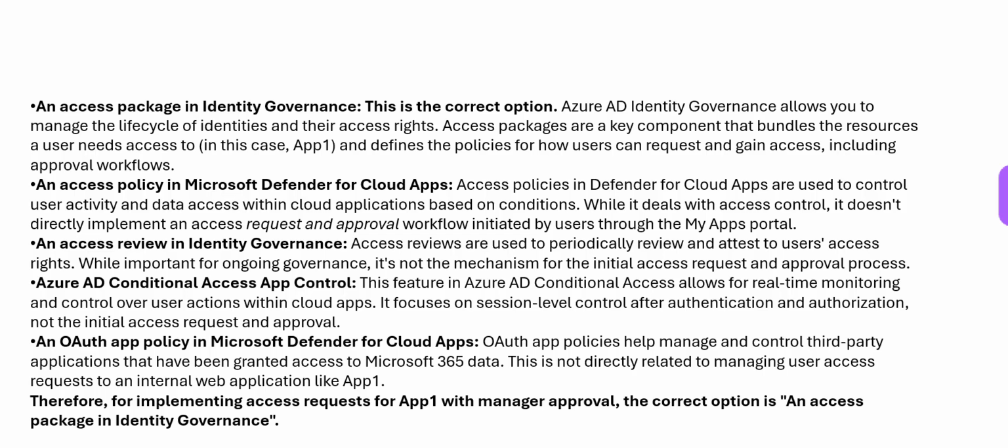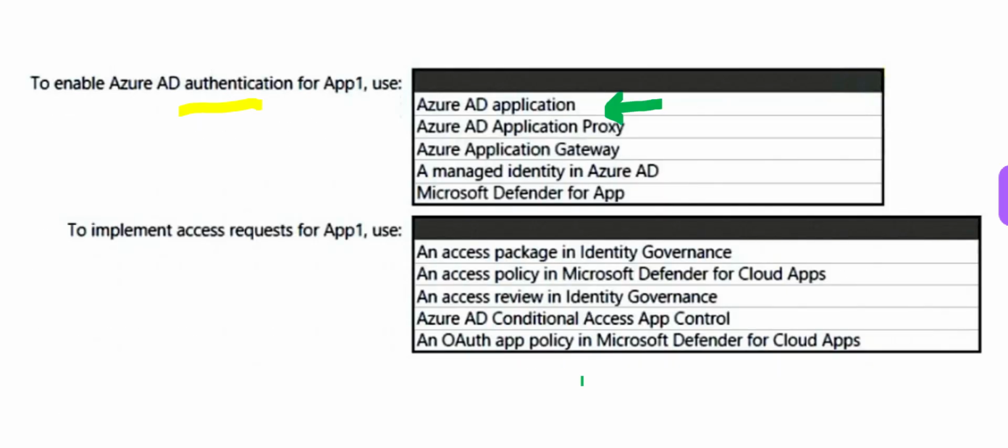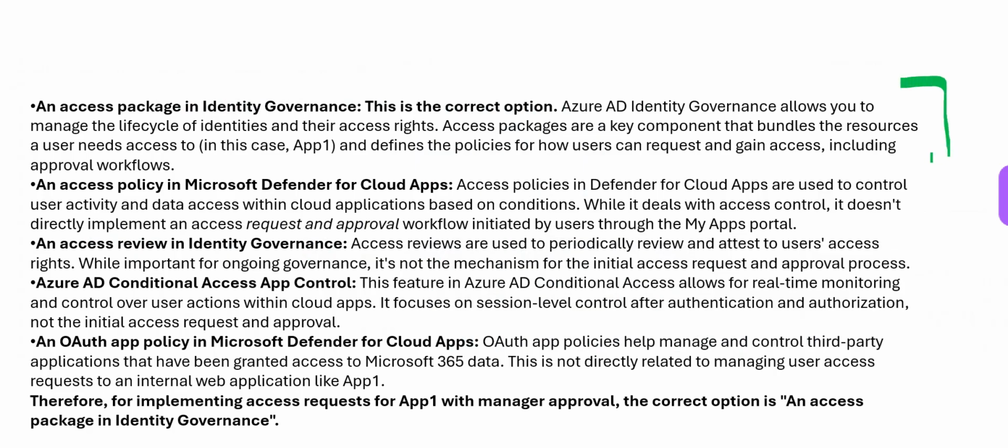See here, for the next one, to implement access request for app one, you will make use of access packages in identity governance. What does this package do? You read this portion. See, it is a key component. Whenever we get a new user, we want to bundle the resources a user needs access to. A user is coming in, and now they need access to probably the website, the front end, the back end, the database to fire SQL queries and test certain things. So that bundling is done here through access packages. These are the key components.